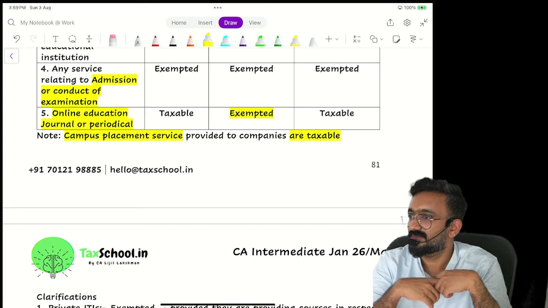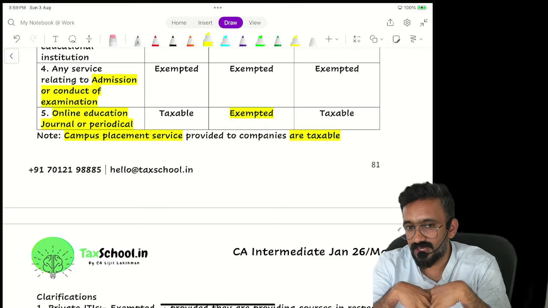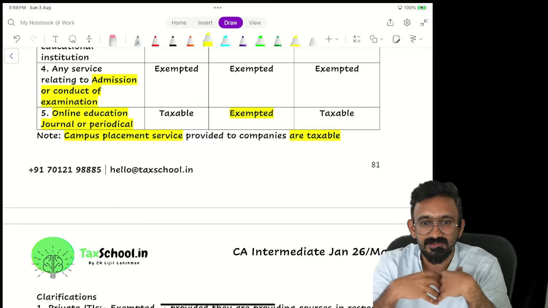World Trade Center for conducting CA final exam. Would it be taxable or exempt? Exempt, if it is provided by World Trade Center to ICA. ICA is which category? Second category.